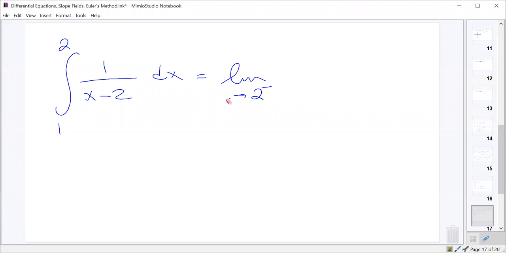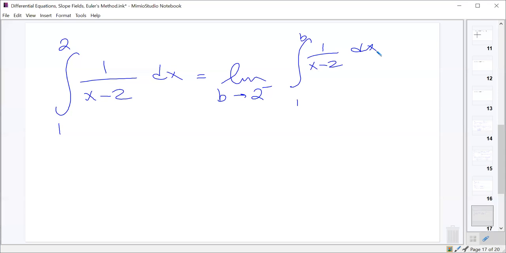So limit as, let's call it b. We've been using a. We'll use b. We've gone through the alphabet. Okay. Limit as b approaches 2 from the left of the integral from 1 to b of 1 over x minus 2 dx. And this again becomes pretty straightforward.